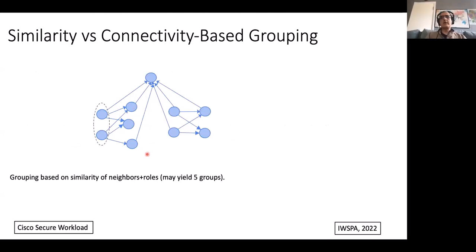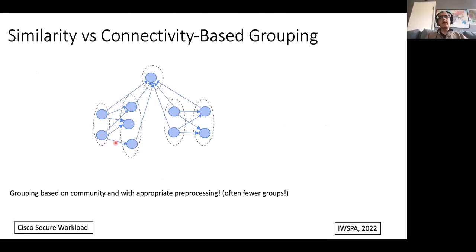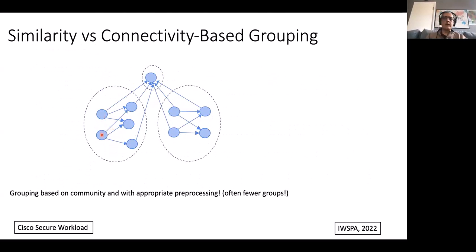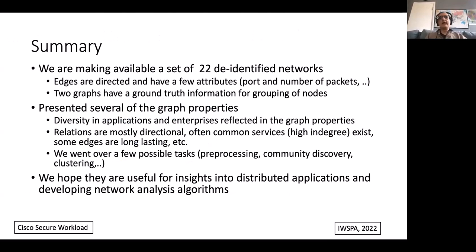So here's just a quick slide on clustering versus community detection. You can see that if you do clustering based on similarity of neighborhood, you might get these 4 or 5 clusters. But if you do it based on community discovery, then the bipartite graphs are put together as a whole, so you might get these 3. It depends on the task. Again, we provide guidelines on when to do similarity-based clustering based on neighborhood versus community discovery. But yeah, these are some of the things you can do.